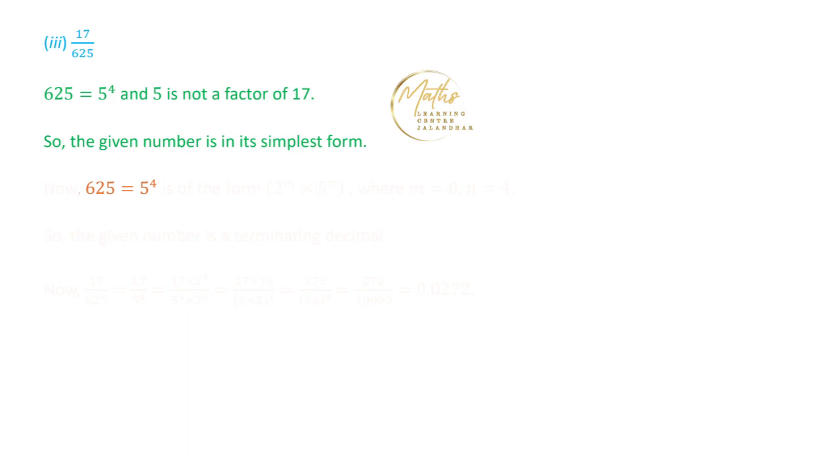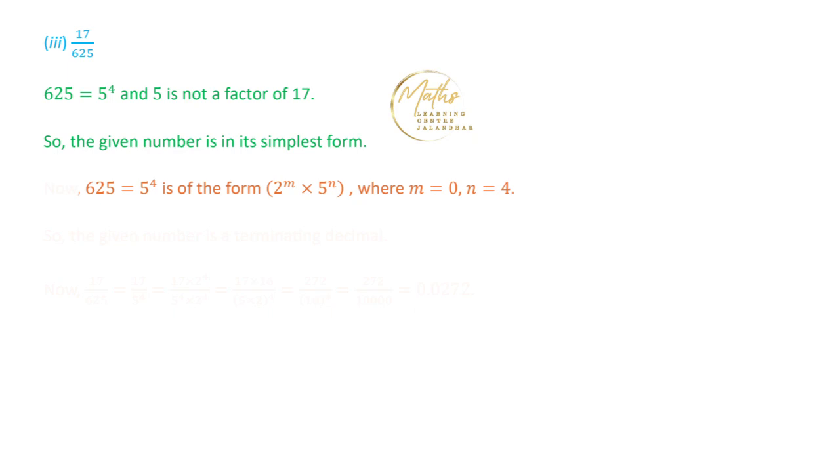Next is the number 17 by 625. So 625 we can write as 5 raised to the power 4, and clearly 5 is not a factor of 17. So the given number is in the simplest form. Now 625 is 5 raised to the power 4, so it is of the form 2 raised to the power m into 5 raised to the power n, where the value of m is 0 and the value of n is 4.